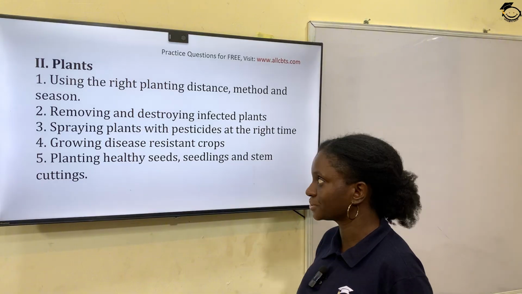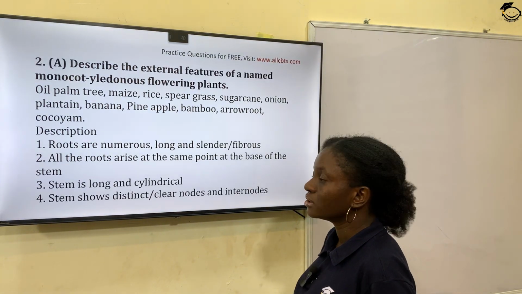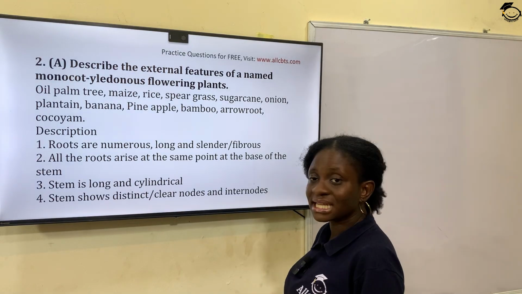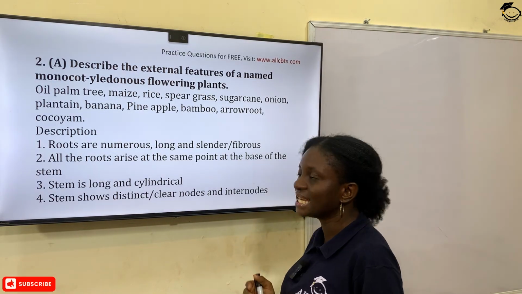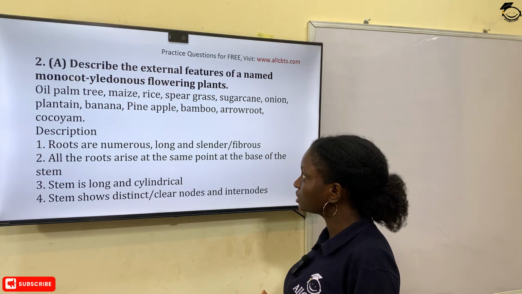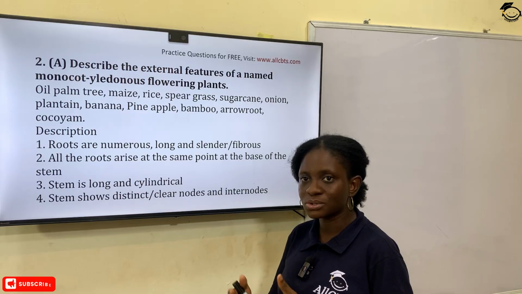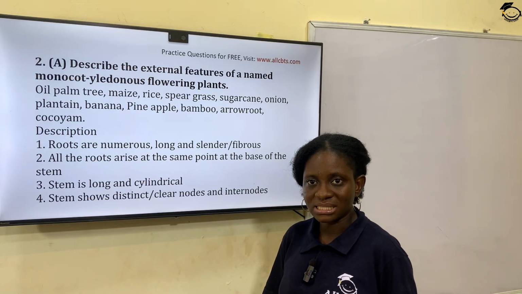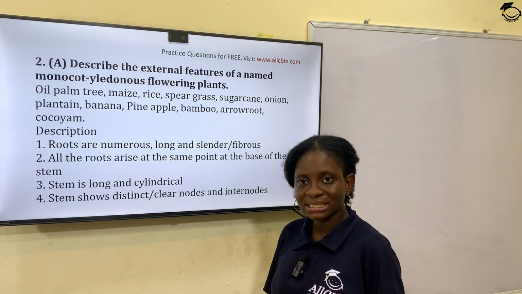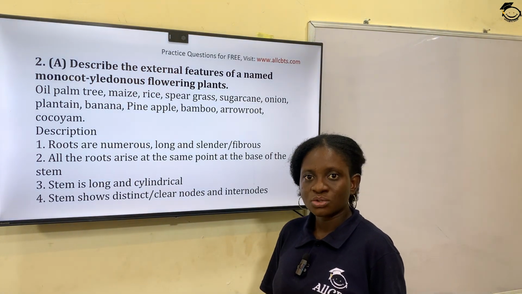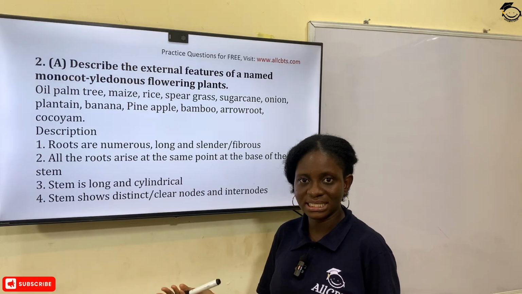The next question, question 2a, says describe the external features of a named monocotyledonous flowering plant. So what are the external features? What can you see in a monocot plant? What is a monocotyledonous plant? It means plants with one cotyledon. So they have one seed leaf.